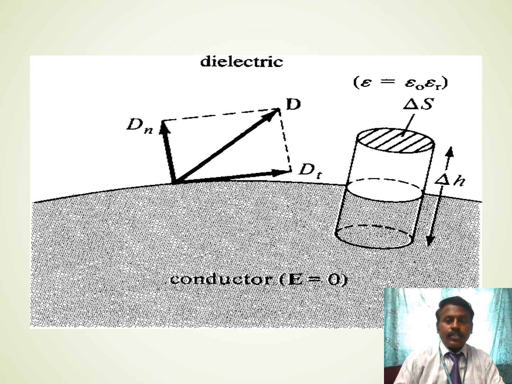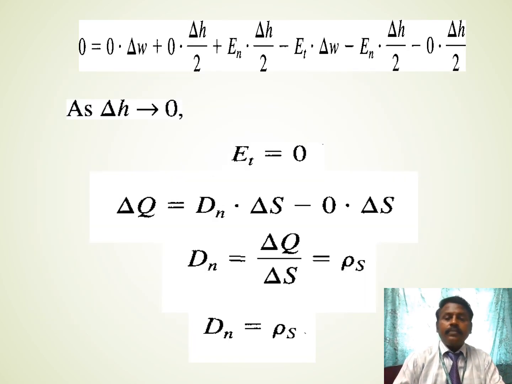Now look at the diagram. First we consider the dielectric, and then the conductor, with the rectangular component as well as the Gaussian surface. We use the same equation where we substitute E equal to 0. That's all. Finally you get dn is equal to rho s.